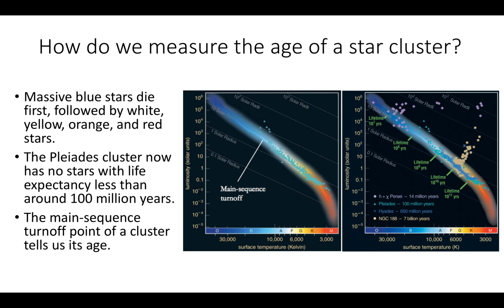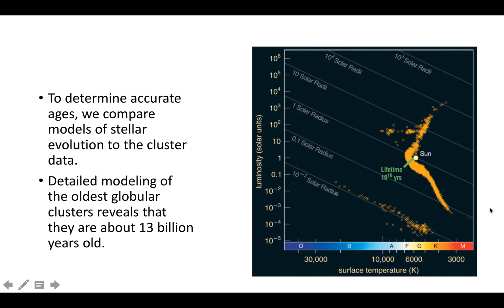The Pleiades have no stars that have a life expectancy less than 100 million years, and so we have the main sequence turn-off spot right here that can help us tell the age of certain stars, and so we have a nice little scale here. As our sun goes through its aging process, it will no longer be yellow. Eventually, it will turn red and get cooler and cooler in color.